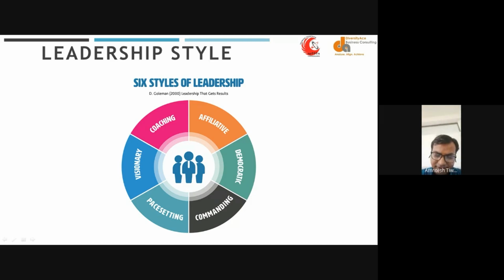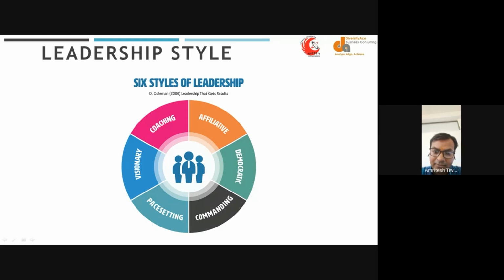I think the pace setting leadership style would be wherein the leader is ready to take new risk or more risk. He is more of a risk taker than the earlier four styles of leadership. He is more risk taking than democratic and affiliative leaders, and he is ready to take some new steps. This kind of leadership, I think, is called pace setting leadership style.